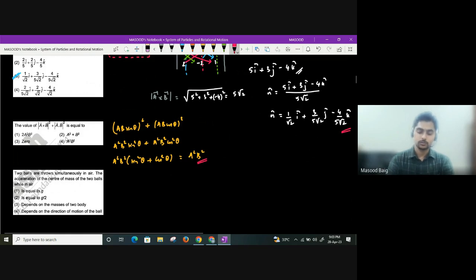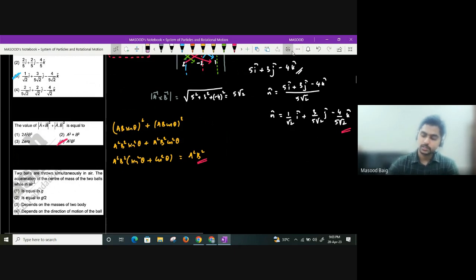Cross product we usually study in system of particles, guys. Dot product we study in work, energy, power. So a bar cross b bar will be given as a into b into sine theta n cap. So magnitude is ab sine theta. Direction will be given by n cap, guys. Right. Let us see the next question.